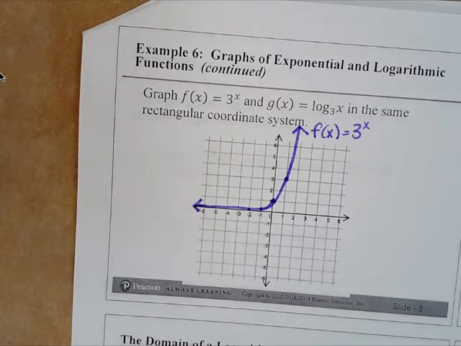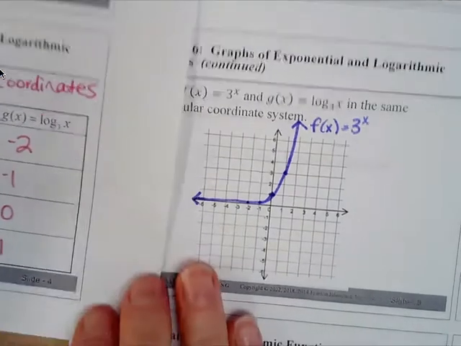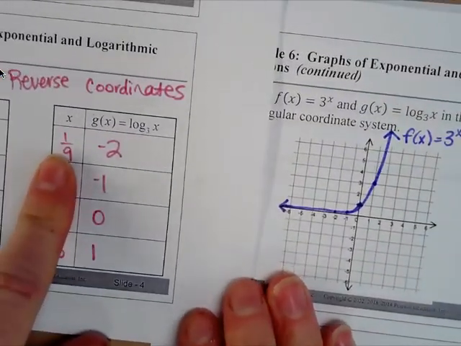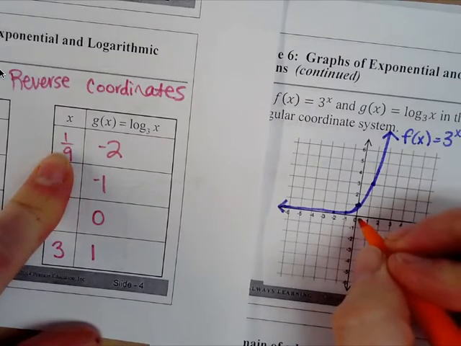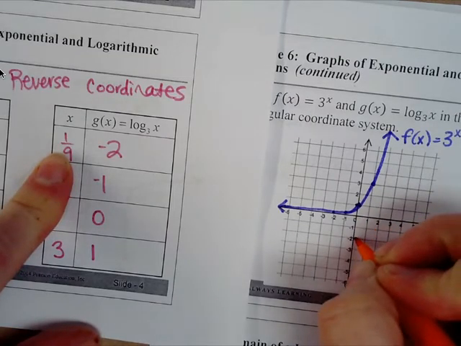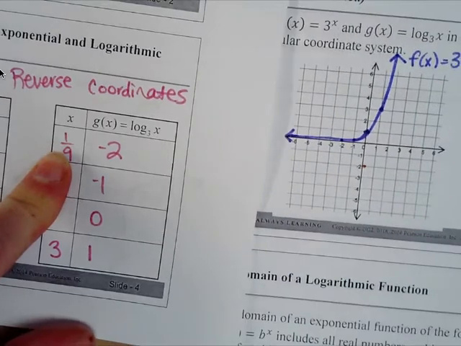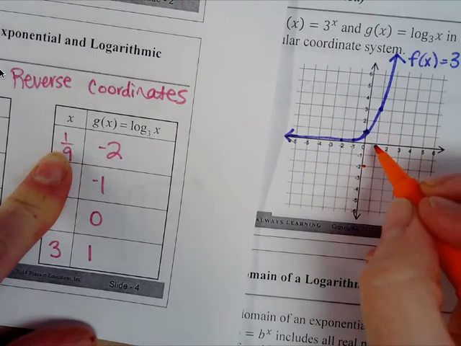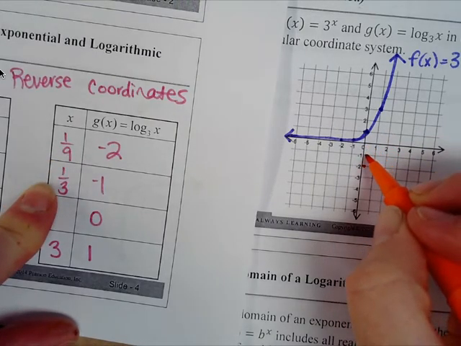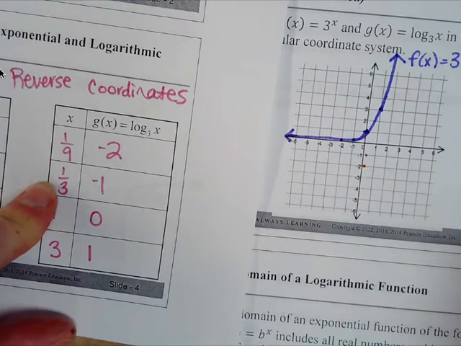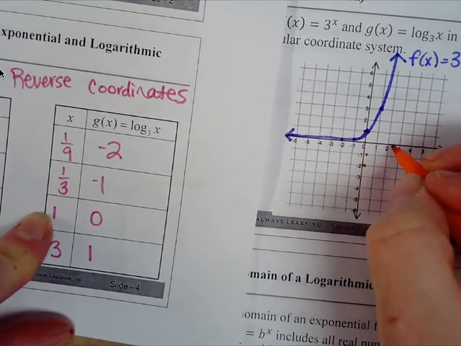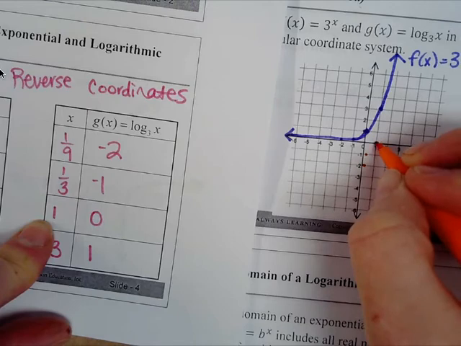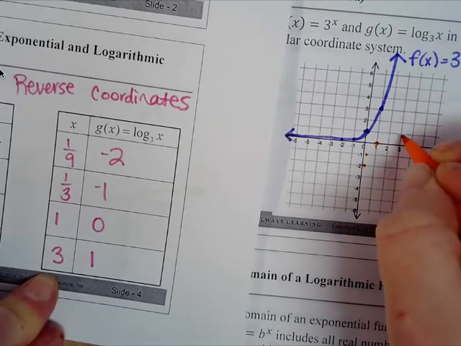So we're going to graph the log function, log base 3 of x. Whenever we did those, we have 1/9 is negative 2. So our x value is 1/9 down to negative 2. See where I graphed it? And then 1/3 down to negative 1, and then 1, 0, then 3, 1.